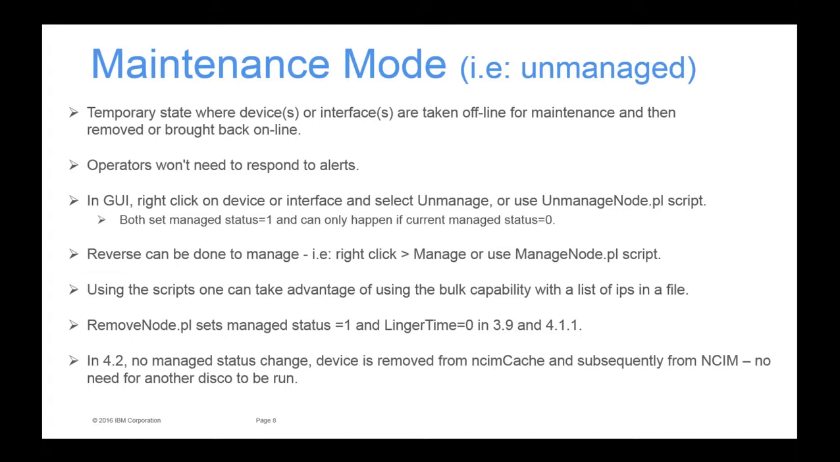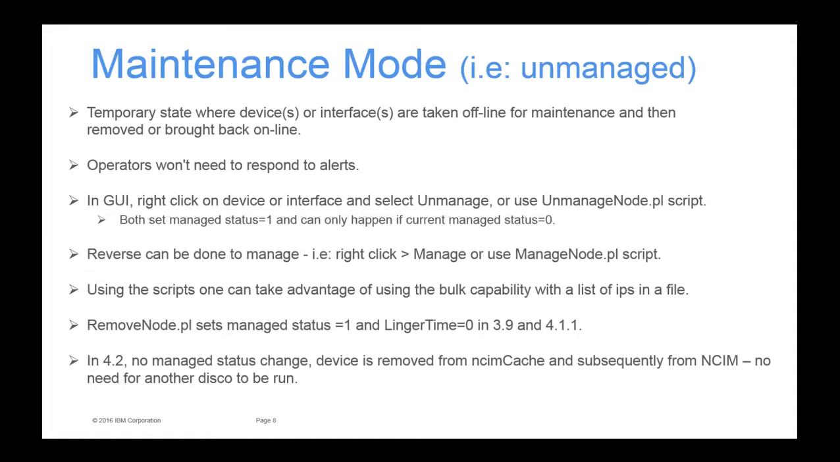In addition, we have the remove node.perl script, which essentially sets the managed status to 1 and then sets the linger time to 0. This is true for 3.9 and 4.1.1. This script is used to remove devices from the topology, but then you have to wait for another discovery to take place before the actual devices are removed. By setting the managed status to 1, you're preventing the device from being polled. This is for any device you're basically going to remove, so you're not interested in polling it anymore.